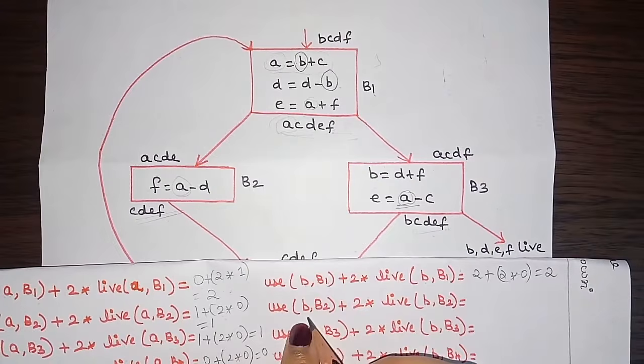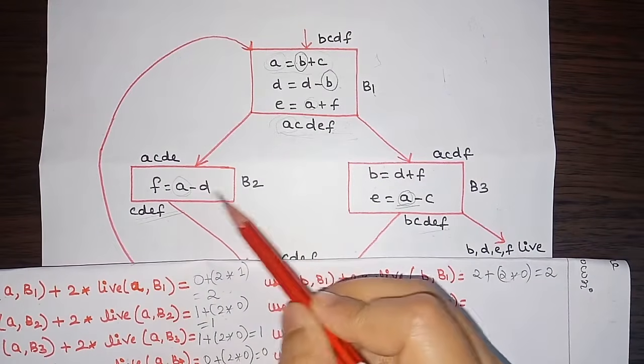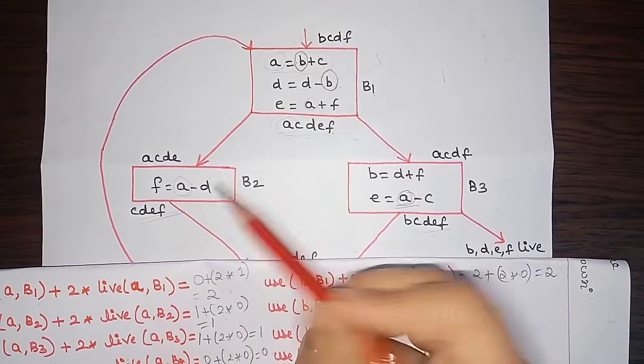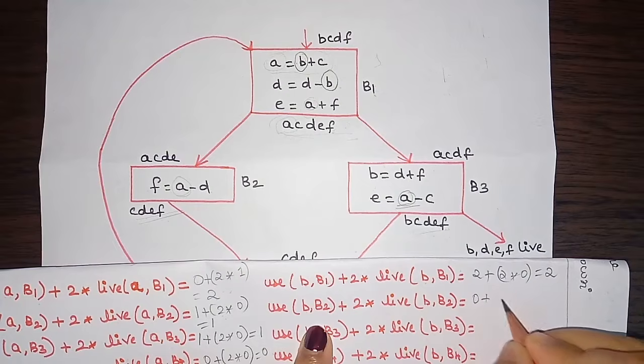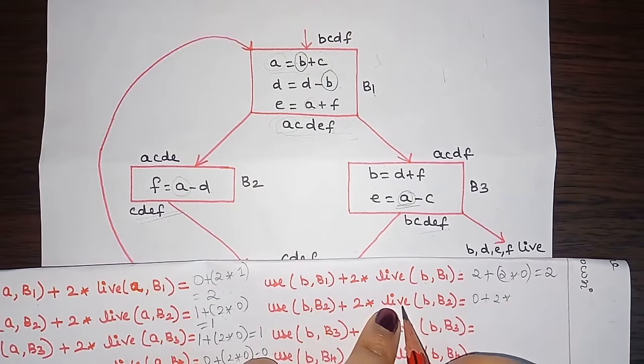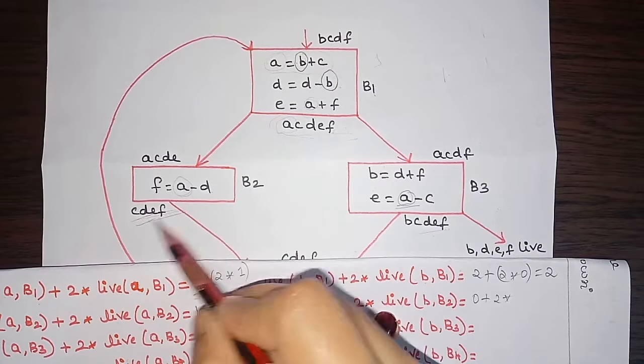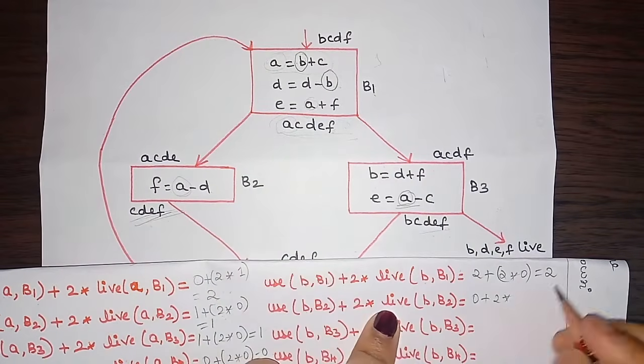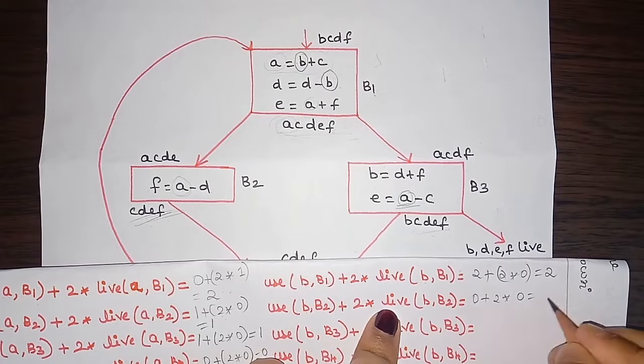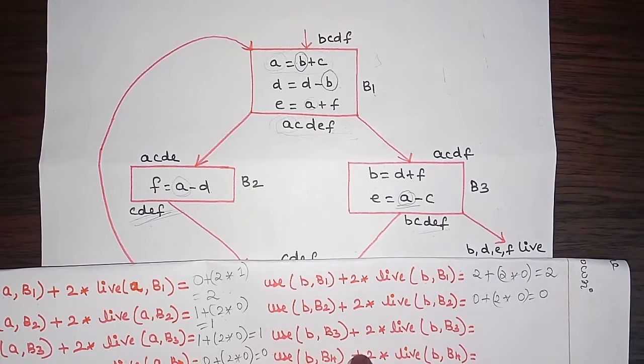Again, now we have to check for b in b2. In b2 we don't have the use of b, so it is 0, plus 2 into the, now checking the liveness of b. Here at the end of b2 we don't have a liveness of b, so it is 0 and the result will be 0 here.